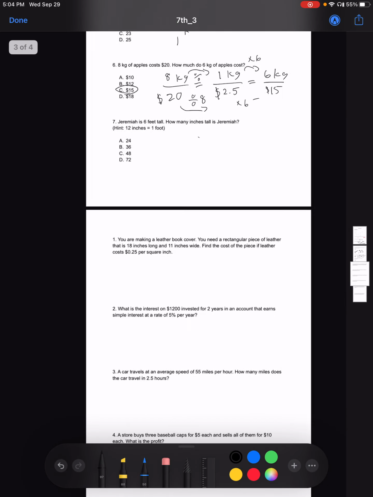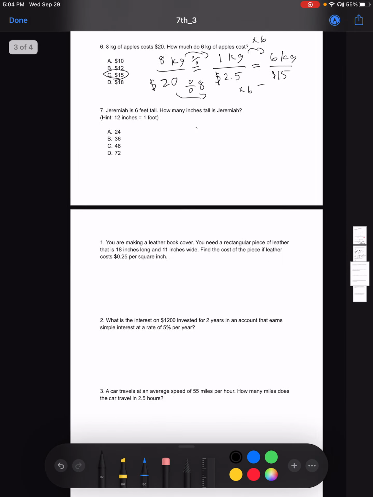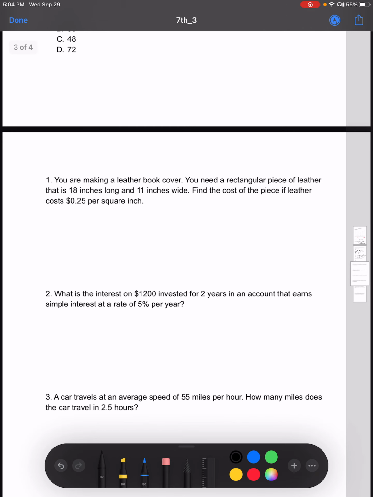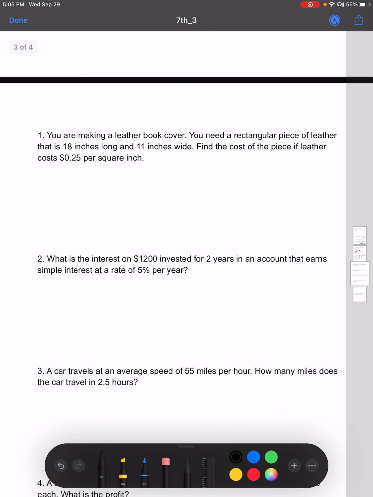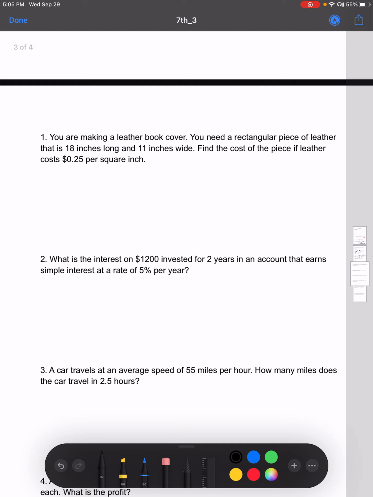You can try the rest on your own. And let's finish off with some word problems. Looking at number 1, you are making a leather book cover. You need a rectangular piece of leather that is 18 inches long and 11 inches wide. Find the cost of the piece of leather if leather costs $0.25 per square inch.